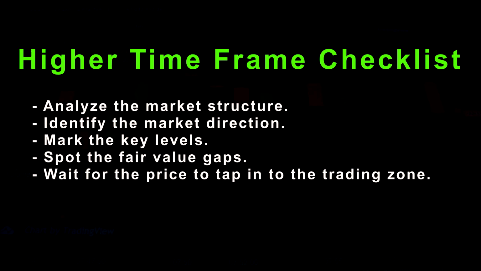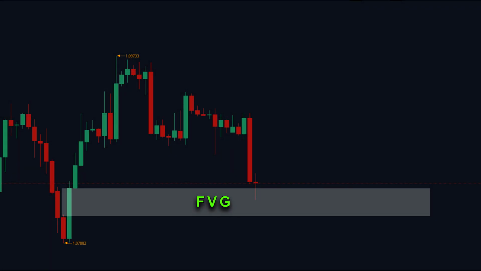Below is the checklist of concepts we apply on the higher time frame. Now, moving on to the second step of this trading plan: confirmation and trade execution on the lower time frame. Once the price enters our trading zone, we need a clear signal that the short-term downtrend is coming to an end and that the price is likely to reverse upward.